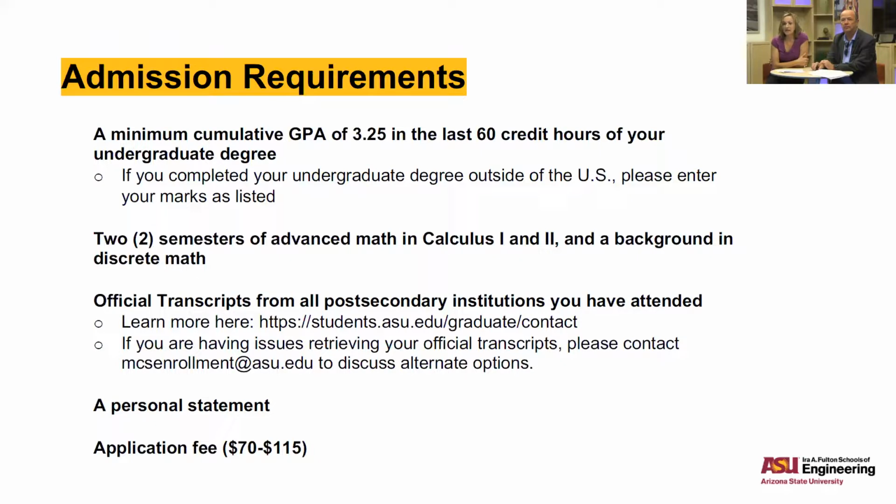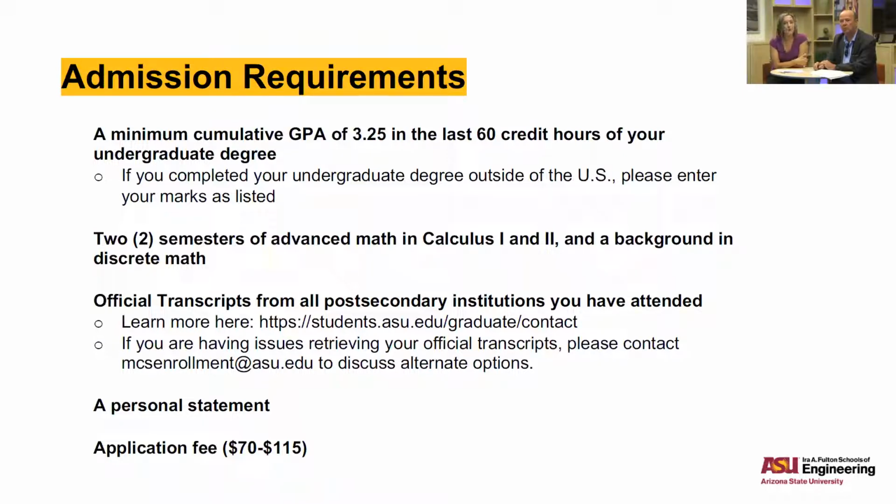So getting into the details of our admissions requirements, we have a minimum cumulative GPA requirement of 3.25, which is in the last 60 credit hours of the undergraduate degree. Now, for students who may have completed the degree outside the US, you should enter your GPA as it appears on your transcripts, because we know countries around the world use different scales. So it's best to enter that just as it appears, and we know how to translate it ourselves. We'll evaluate it based on the country where the education took place. ASU has a lot of international students and a lot of data and references that we can go off for that. So it should be entered just as it is on your mark sheet.